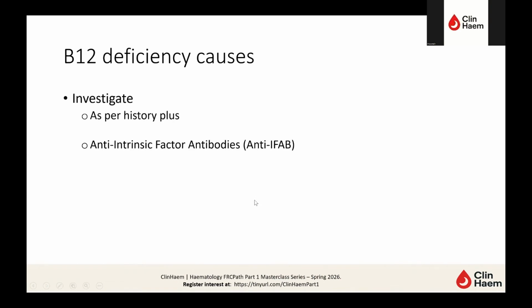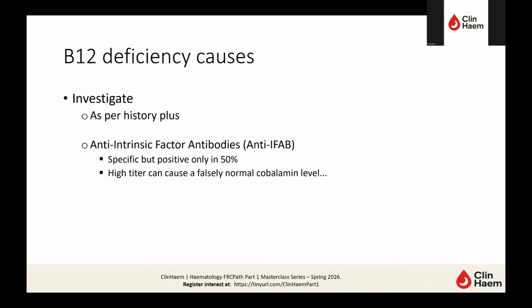Causes. So you investigate as per the history, malabsorption or whatever. You do a pernicious anemia screen as well, and what is relevant for us is anti-intrinsic factor antibodies. They're specific. If they're positive, then this suggests that this is pernicious anemia, which is basically an autoimmune problem against intrinsic factor. But they're only positive in 50%. So half of the pernicious anemia will be negative for that. So you can't rely just on that.